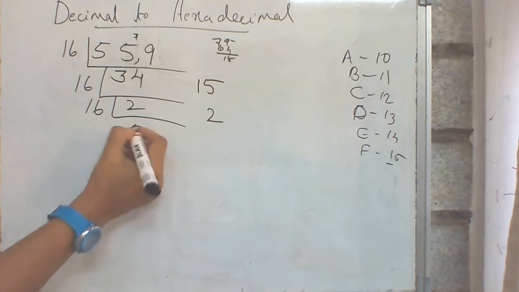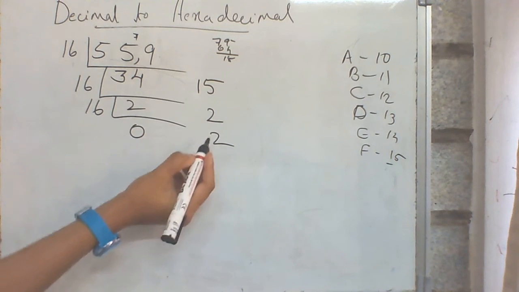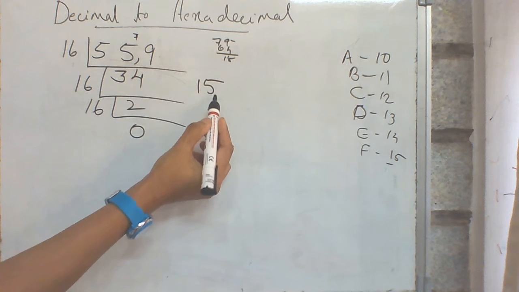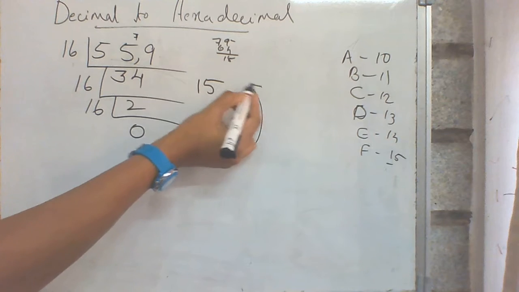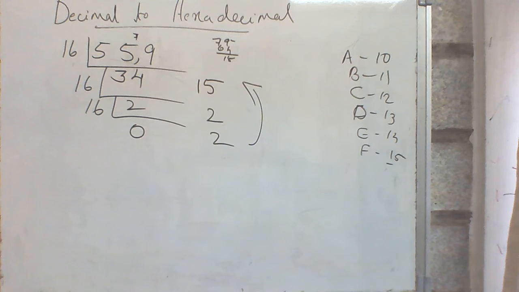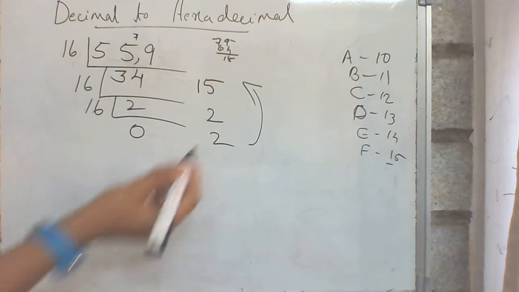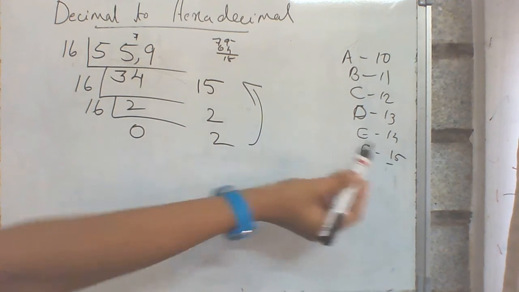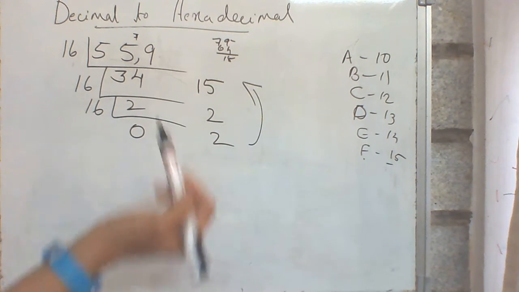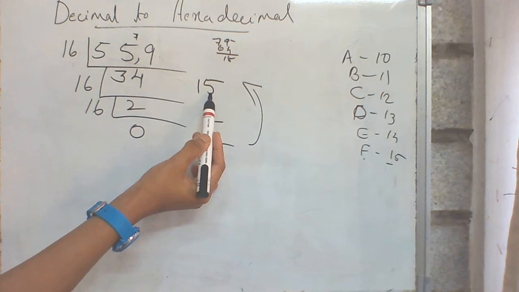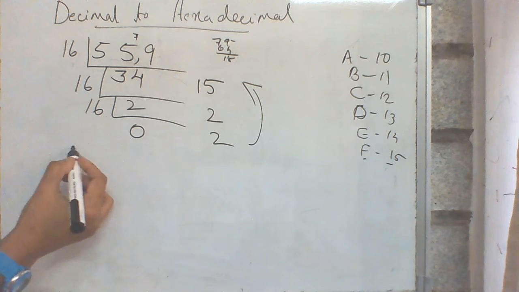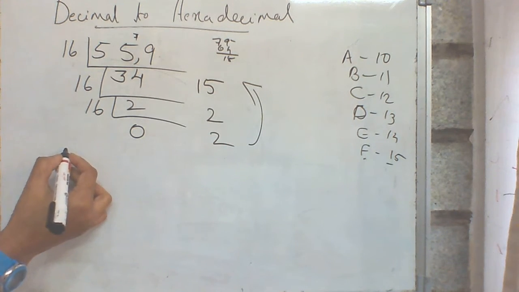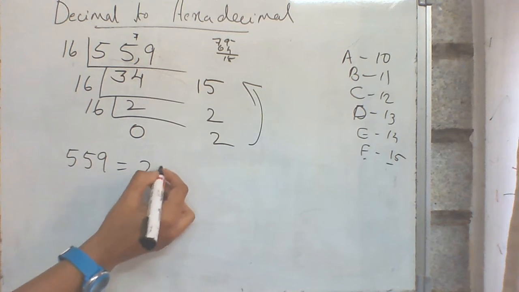Again divide by 16. See here, the first remainder is 15, the second remainder is 2, the third remainder is also 2. Then how to write the number? We need to write the number from down to up, MSB to LSB. Instead of writing this 15, we need to write the corresponding hexadecimal digit. What is the corresponding hexadecimal digit for 15? F. So instead of writing 15, we need to write F. That is, 559 is equal to 22F.